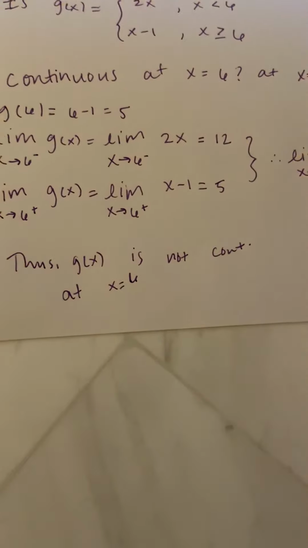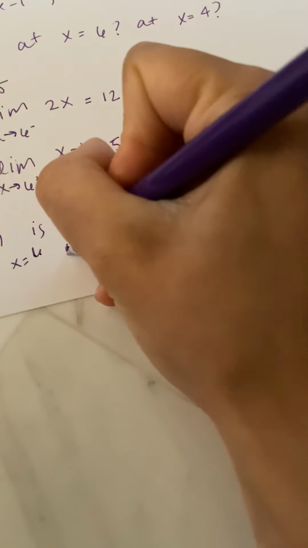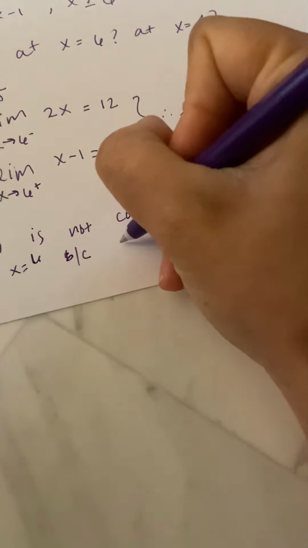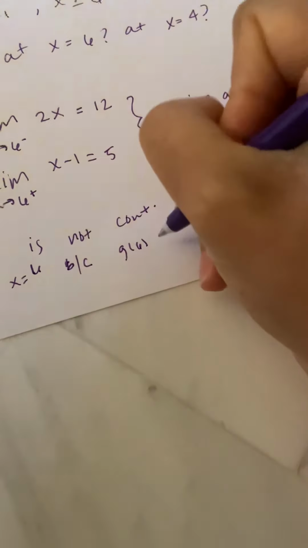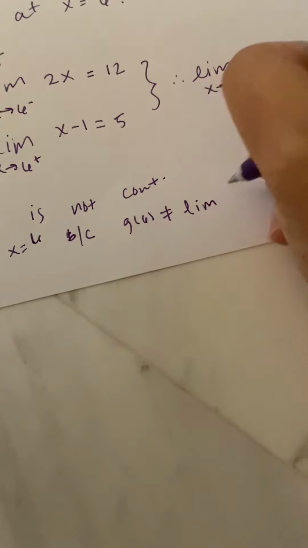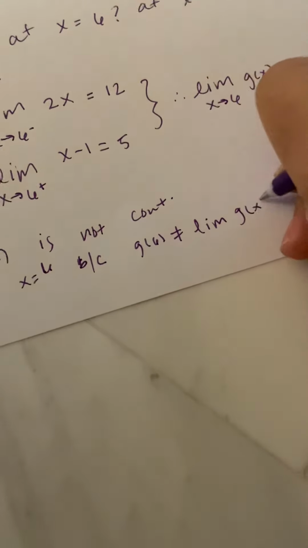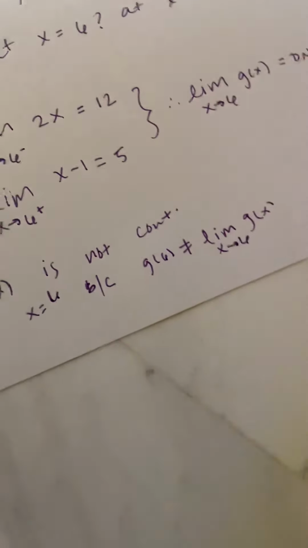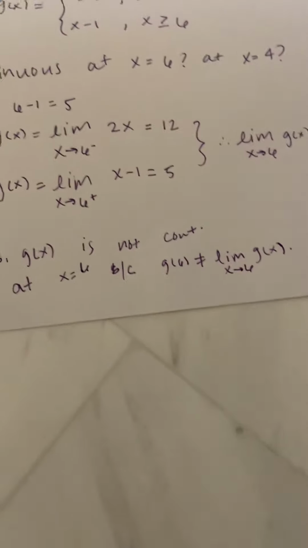All right, so thus g is not continuous at 6, and I can say because my function value does not equal the limit as x approaches 6. And this is a parenthesis.